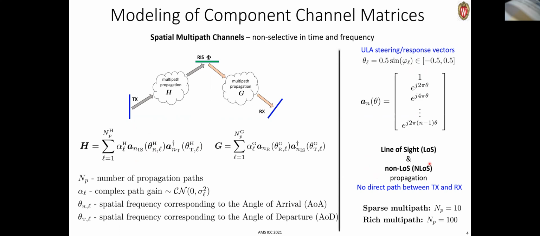We'll consider both line of sight and non-line of sight propagation. We assume that there's no direct path between transmitter and receiver, so that all communication goes through the RIS. And we'll consider both rich and sparse multipath environments.